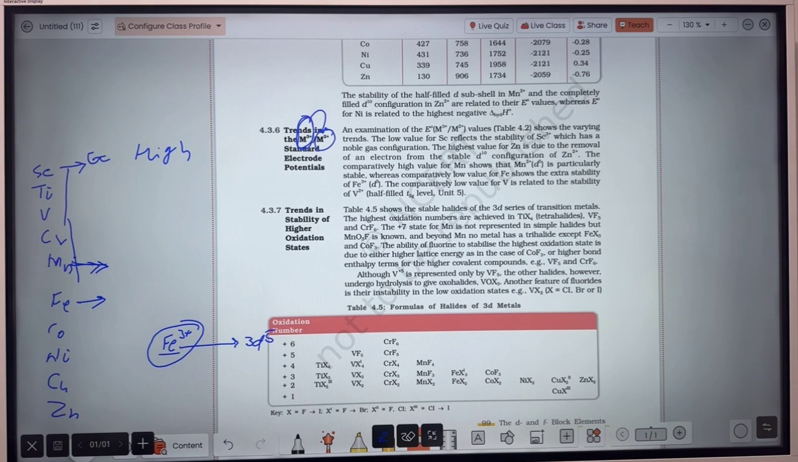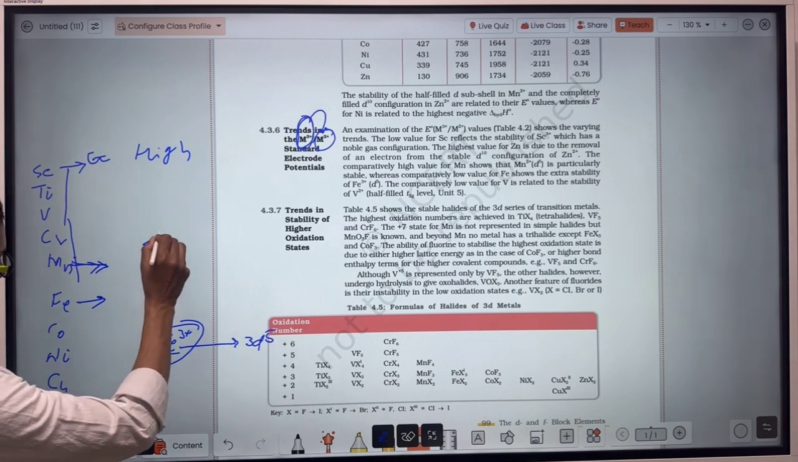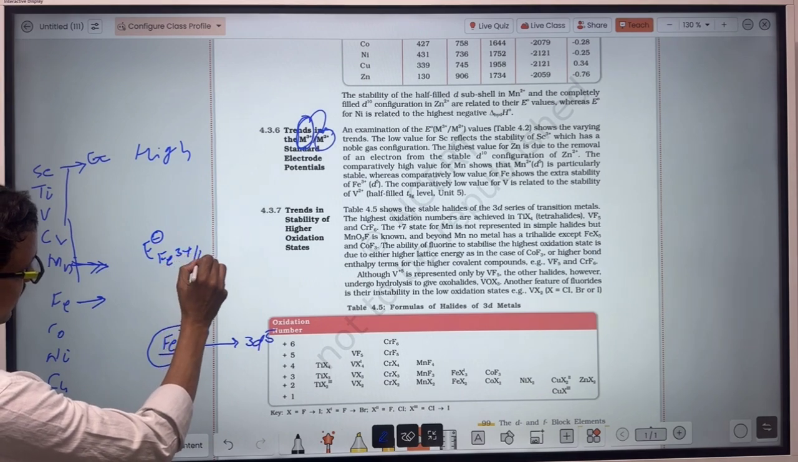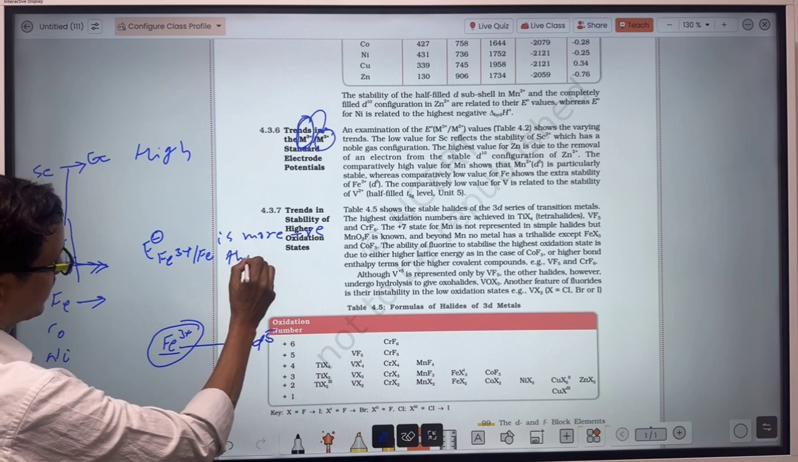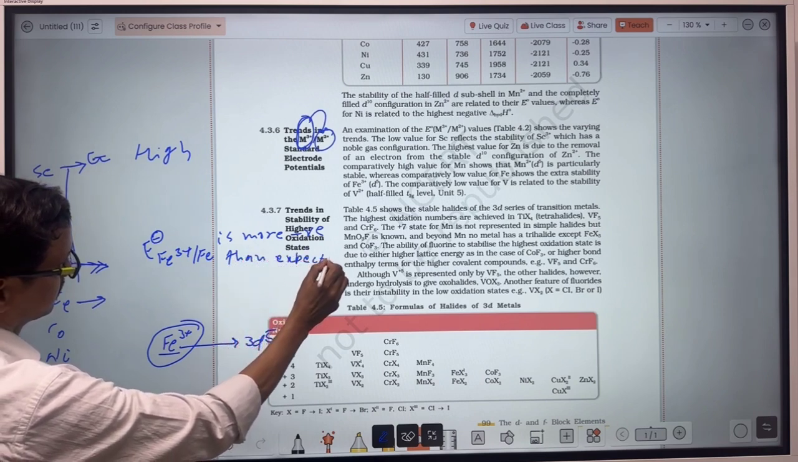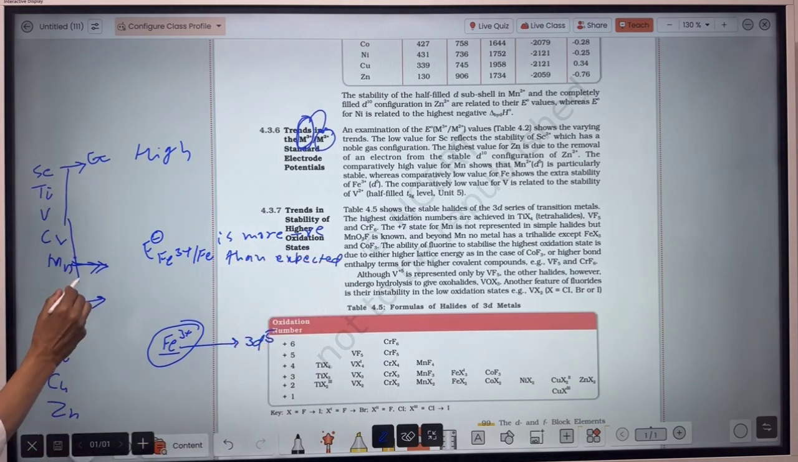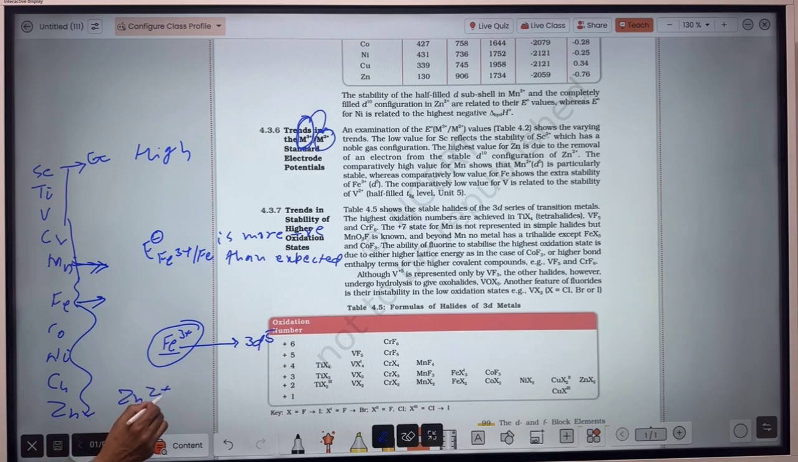That's the reason the standard electrode potential of Fe3+/Fe2+ is more negative than expected. Then let's see about zinc. Zinc is highly stable in the +2 oxidation state, so it will not show the +3 oxidation state. So when it does not show the +3 oxidation state, the value will be less negative than expected.